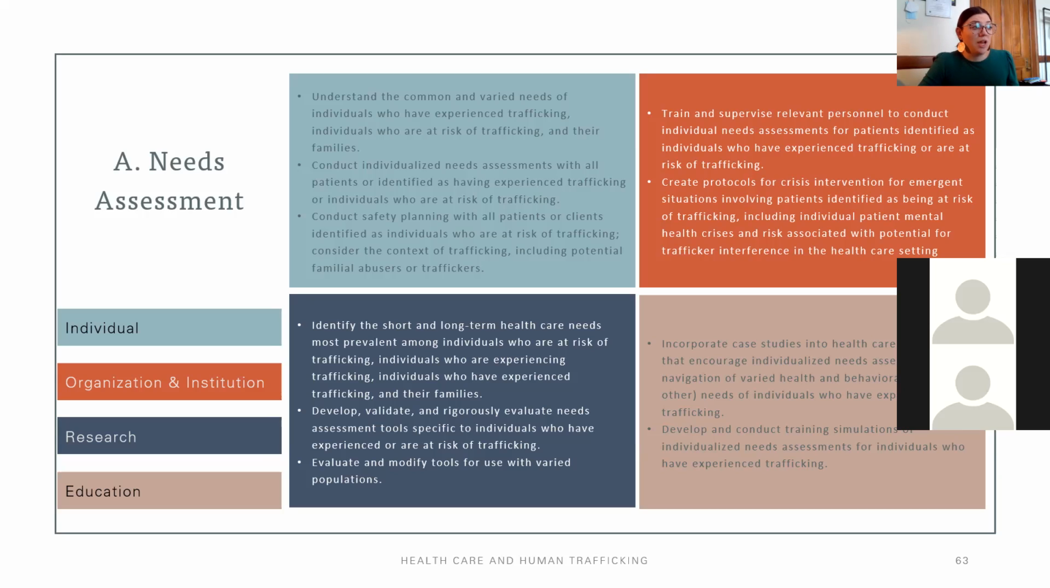Conduct safety planning with all patients or clients identified as individuals who are at risk of trafficking, and consider the context, including the potential familial abusers of trafficking, right? So safety plan, talking about people that they feel comfortable talking to or calling or relying on in a time of need, or finding a safe place for them to go to if they're not able to leave their home.